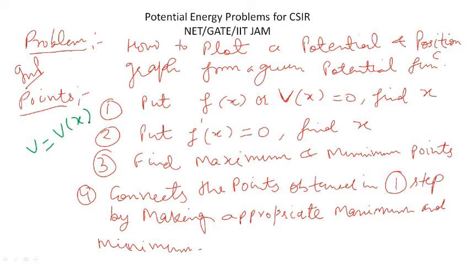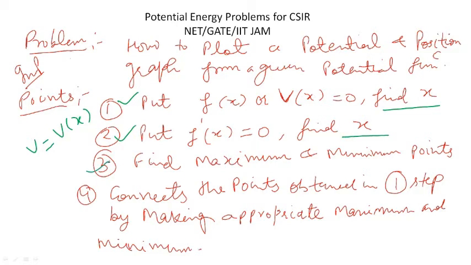The first point is to put f(x) or V(x) equal to 0, and from here find the x values. The second point is to differentiate the function with respect to x and then put it equal to 0, and then again find the values of x.